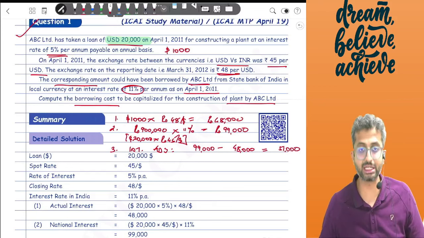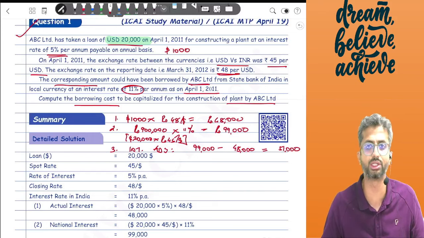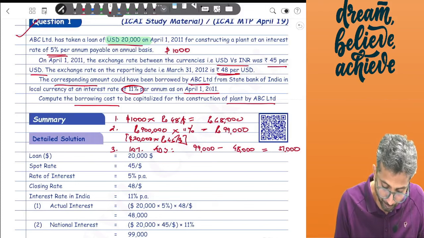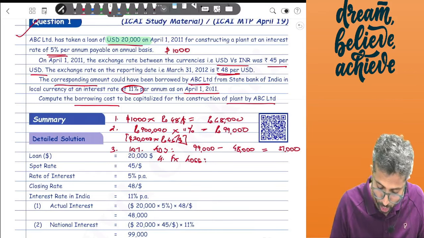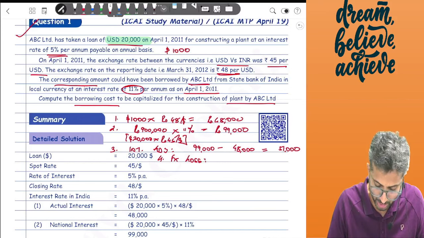So over here, 99 minus 48 is equal to 51,000. This is treated as an interest adjustment. This is my apparent saving in interest. Next, I look at the forex loss. The forex loss over here would be 3 rupees per dollar into 20,000, that is 60,000.